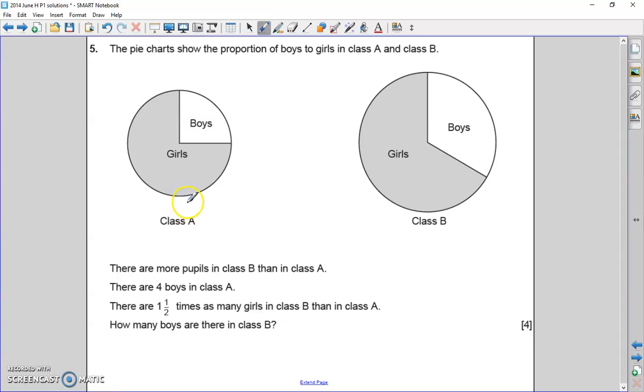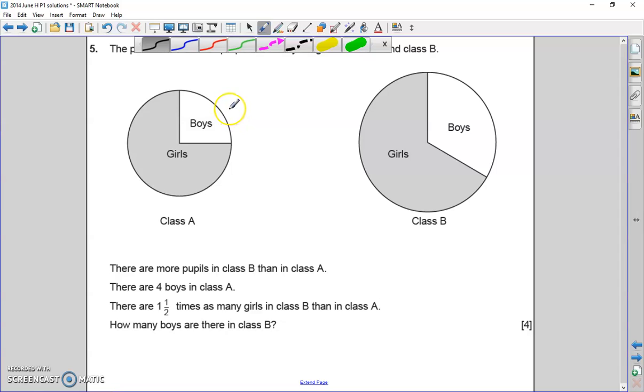Hi, this is the second part now of the 2014 June Higher Maths Paper 1 Solutions. Okay, second video, starting from question 5. Okay, we've got two pie charts here. This is more of a numeracy question. But okay, this is the olden days, it was all chucked in together.